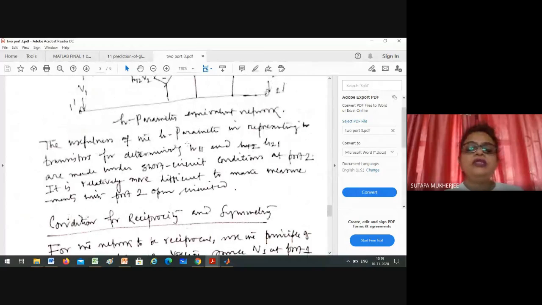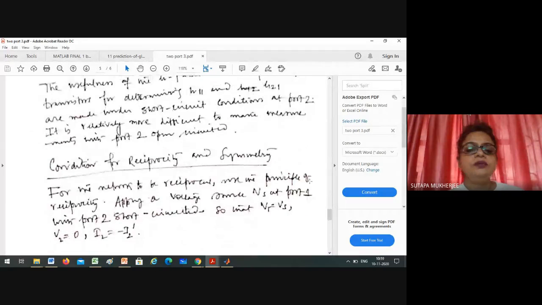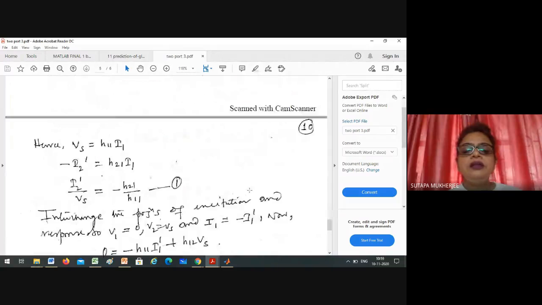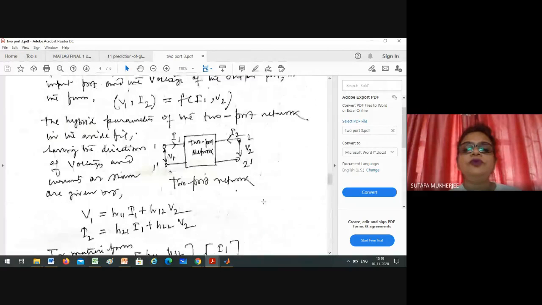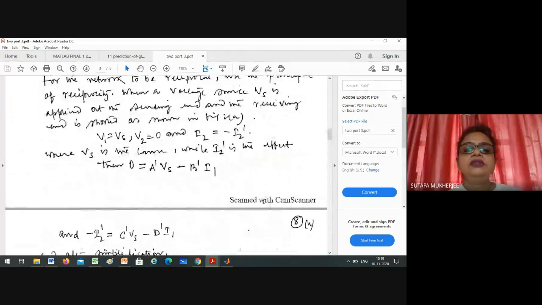The usefulness of the h parameters in representing transistors: the measurements for determining H11 and H21 are made under short circuit conditions at port 2. Already you have done it. It is relatively more difficult to make measurements with port 2 open circuit. Just an explanation. Now, similarly, here will be the condition for reciprocity and symmetry. Earlier, in the ABCD inverse transmission parameters, we discussed the condition of reciprocity and symmetry. Here you also have to state the condition for reciprocity and symmetry, and for the previous one you have to consider this figure.